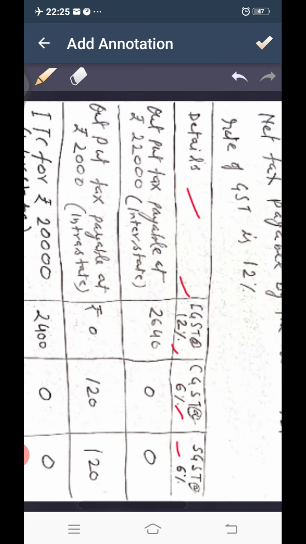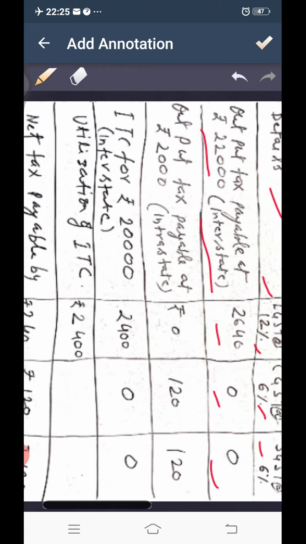So this 22,000 is an interstate transaction. So in interstate transactions we will find IGST first. Output tax payable at 22,000 interstate, that is IGST 12% of 22,000. So we will get 2,640 rupees. No CGST, no SGST.